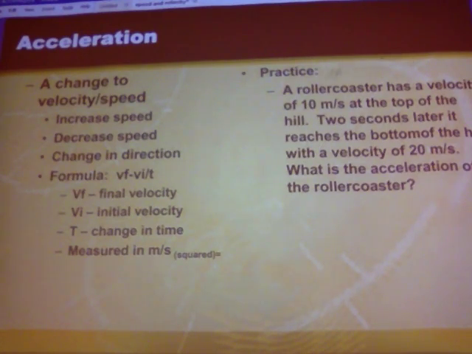So I have a practice problem here. A roller coaster has a velocity of 100 meters per second at the top of a hill. 2 seconds later, it reaches the bottom of the hill with a velocity of 20 meters per second. What is the acceleration of the roller coaster? Please pause this video, apply your formula, and solve this word problem.